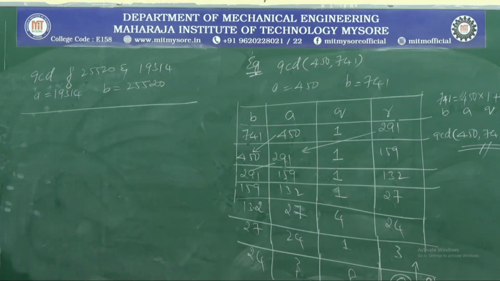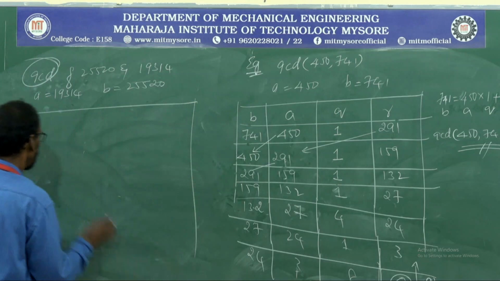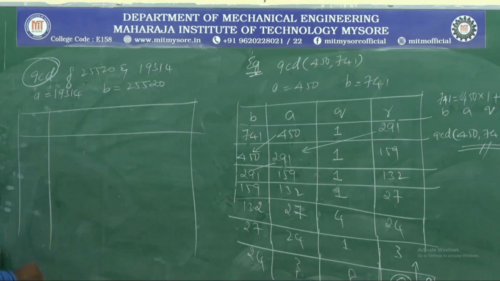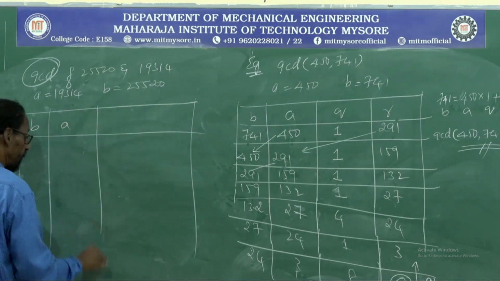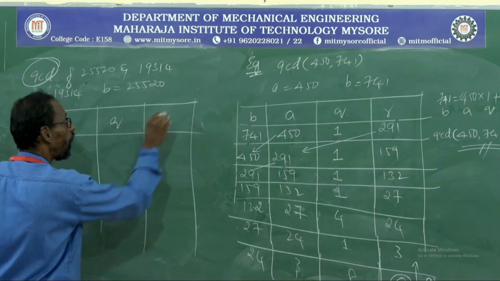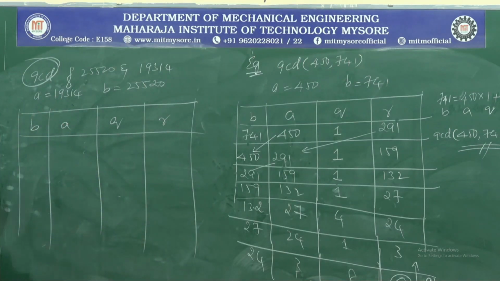Now the numbers are too big. Your question is getting the GCD. Never apply the classical approach. Apply the division algorithm repeatedly till I get the remainder 0. This is B, this is A, this is Q, this is going to be R. What is the A value?